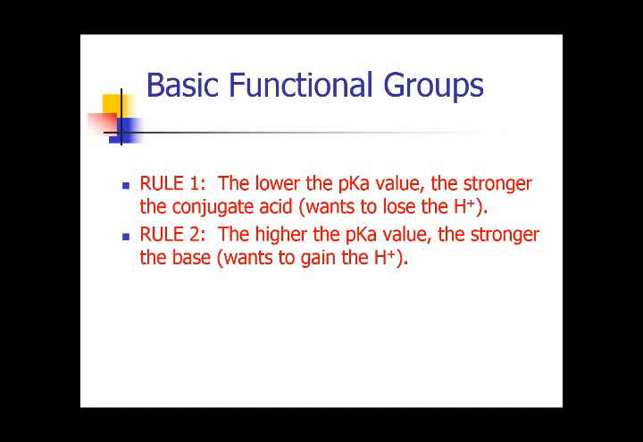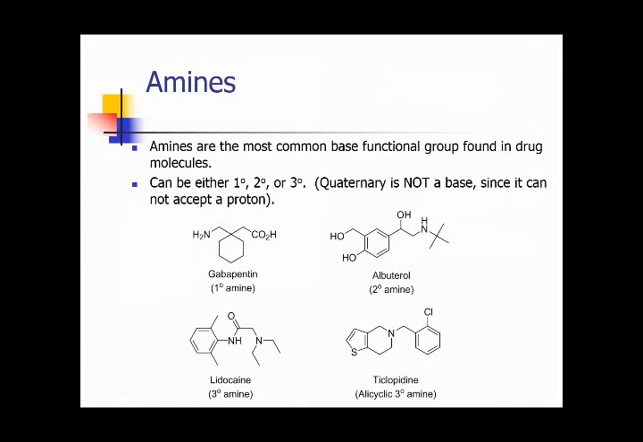The most common of all the bases that you'll ever see are amines. They can either be primary, secondary, tertiary, but not quaternary. Quaternary does not have a proton. So therefore, it cannot accept a proton, therefore it's not a base. So if we look here, we have a primary amine. There's a secondary. There's a secondary. This is not an amine.